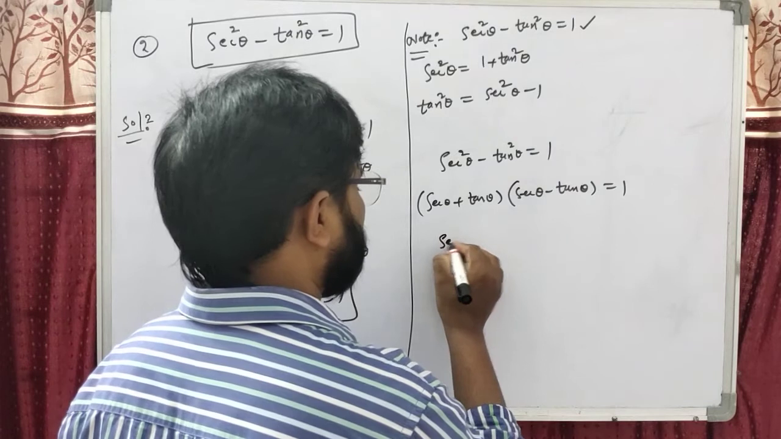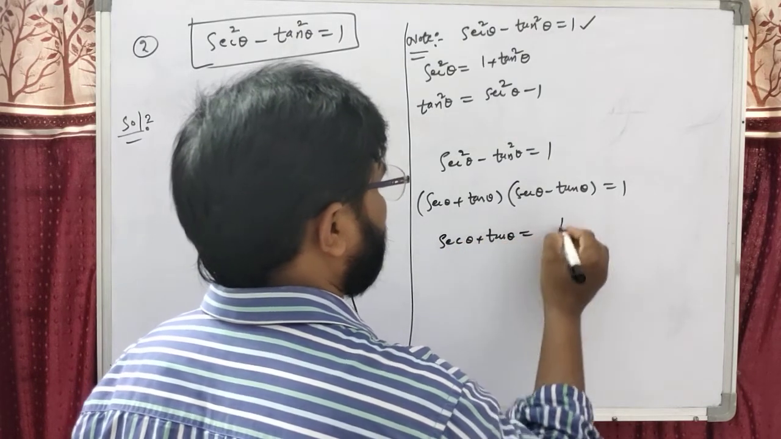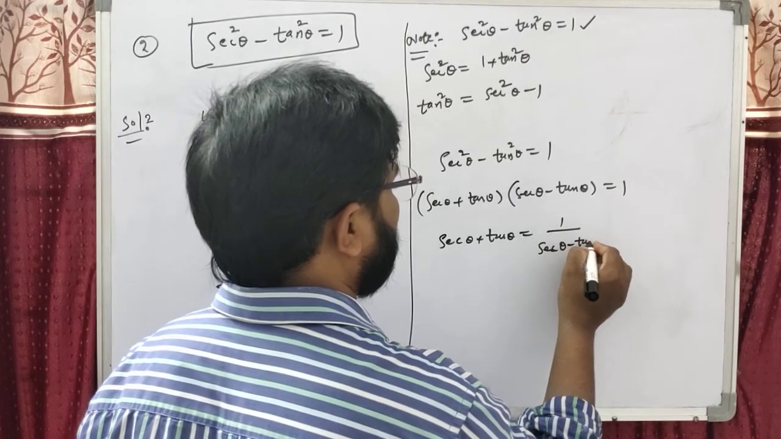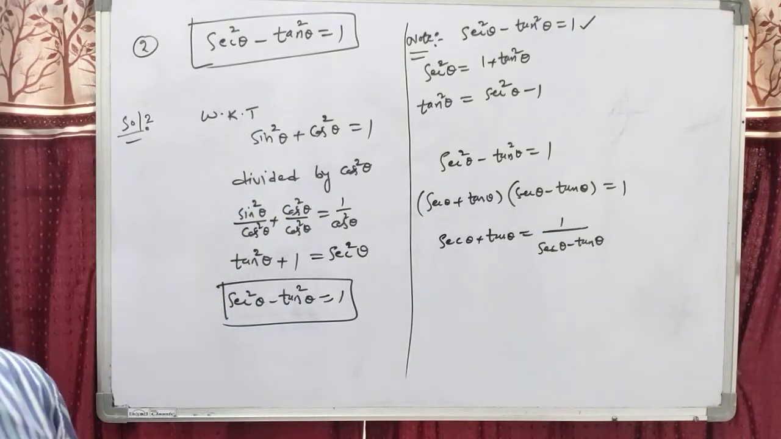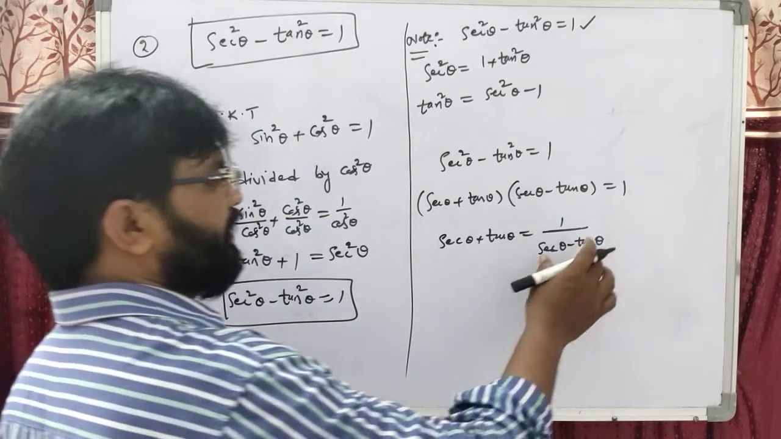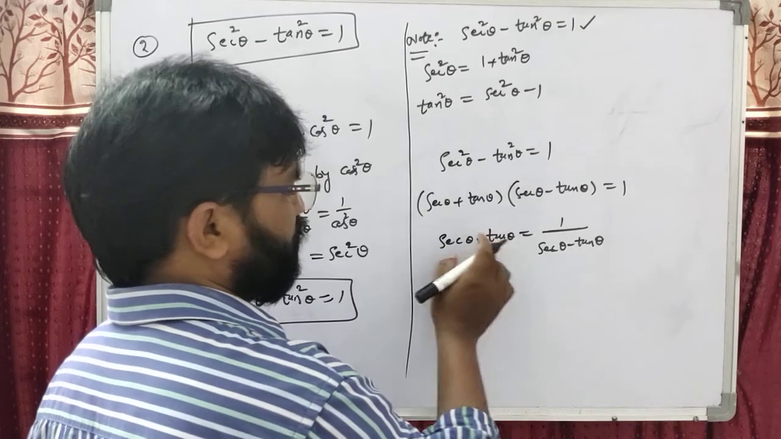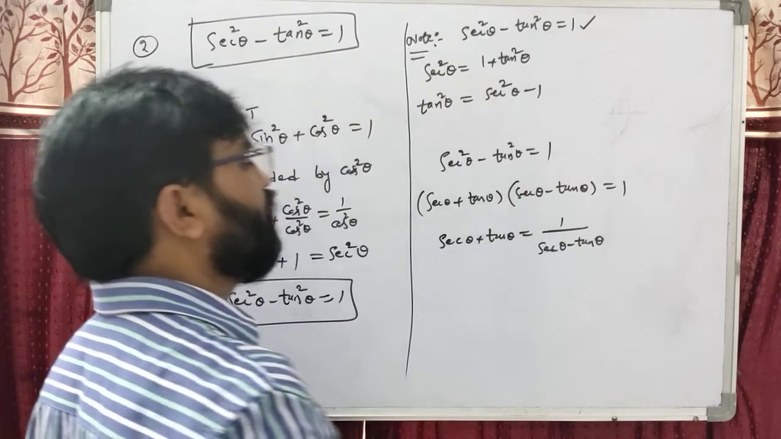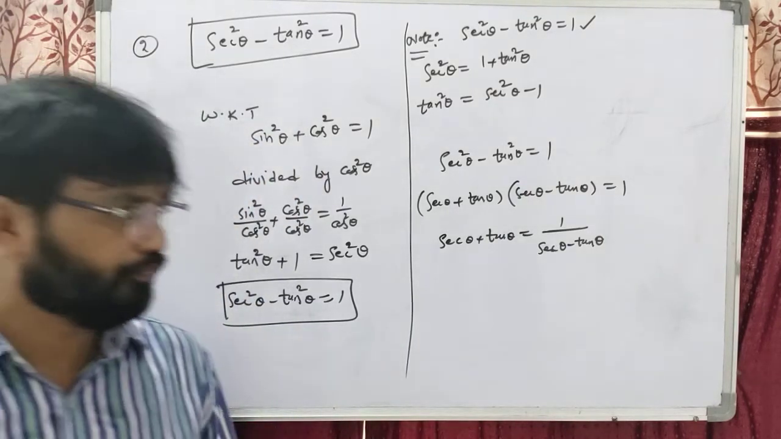Now we can write secant theta plus tan theta as the reciprocal of secant theta minus tan theta. That is, secant theta plus tan theta equals 1 by secant theta minus tan theta. So you can interchange also: secant theta minus tan theta is 1 by secant theta plus tan theta. Okay students.